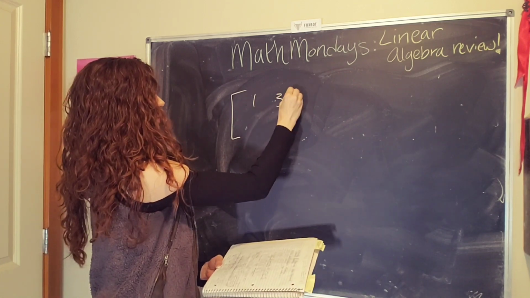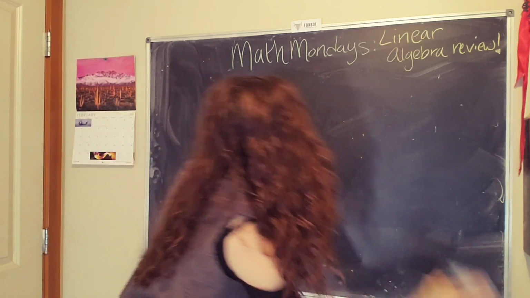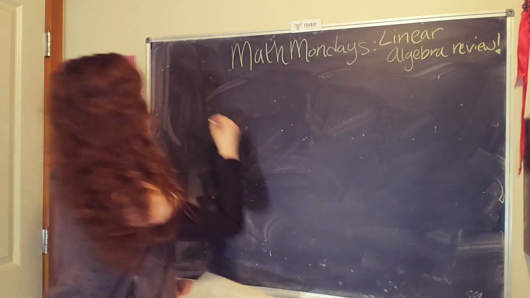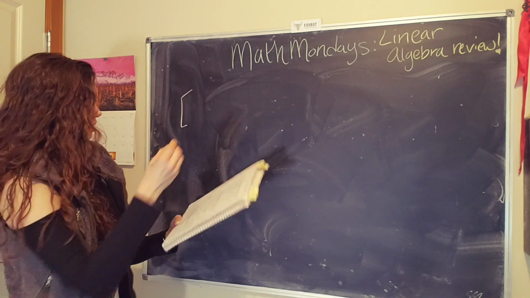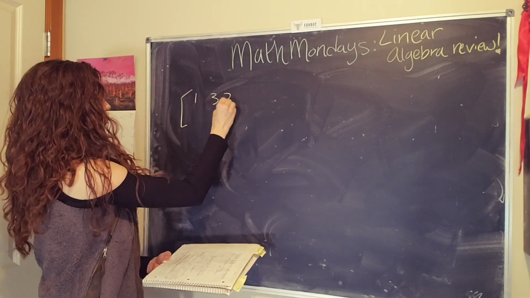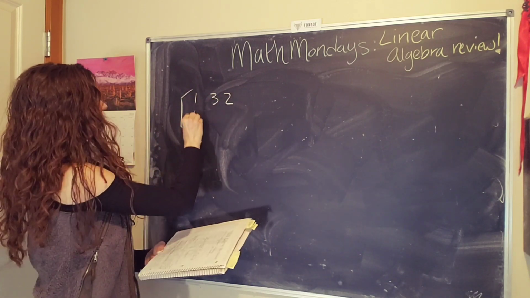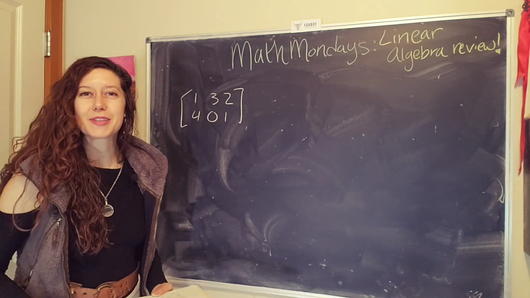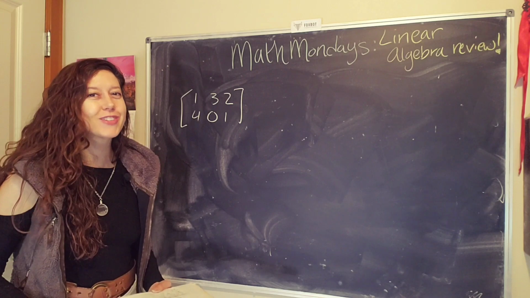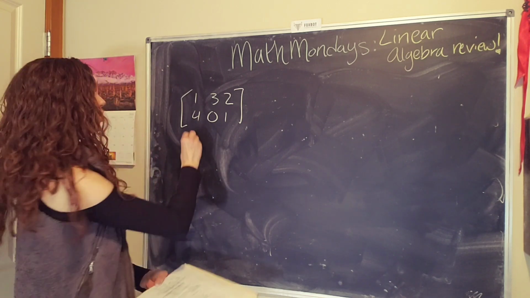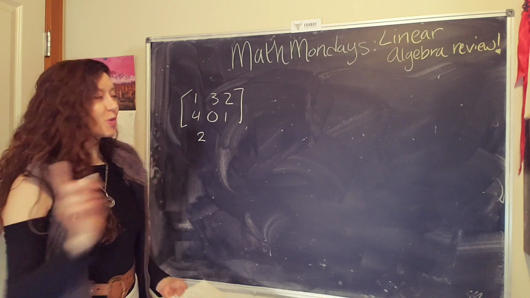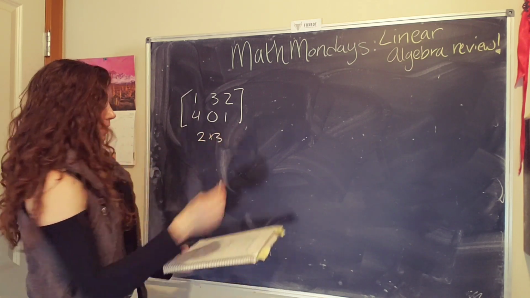Okay, so let's say that we have a matrix like this. 1, 3. Actually, I'm going to need some more space for this. Okay, we're going to move on over. So we have a matrix 1, 3, 2, and 4, 0, 1. What size of a matrix is this? How many rows does it have? 2 rows. How many columns does it have? 3 columns. So it is a 2 by 3 matrix.